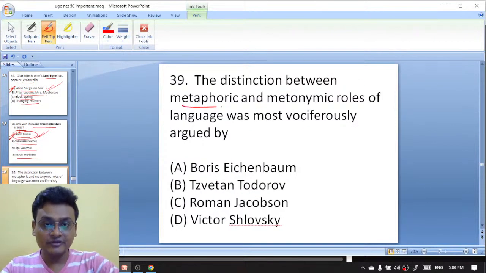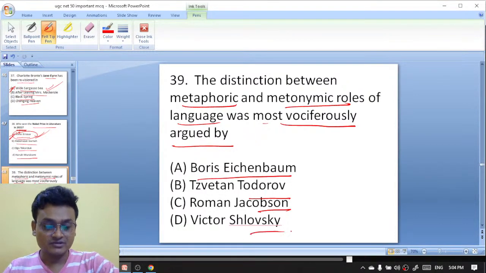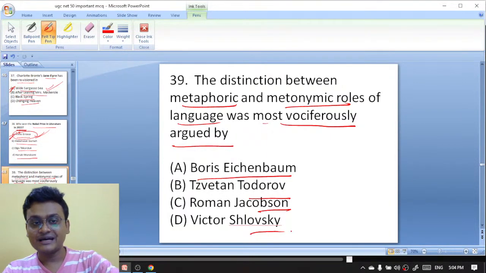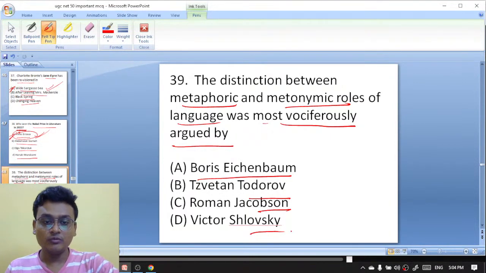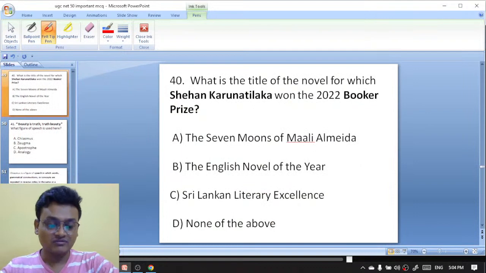The distinction between metaphoric and metonymic rules of language was most vociferously argued by Boris Eichenbaum, Todorov, Roman Jakobson, or Viktor Shklovsky. What would be the right answer here? Metaphoric and metonymic rules were given by Roman Jakobson. So yeah, formalism.